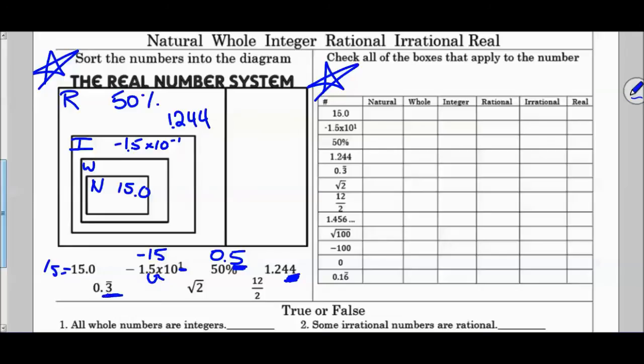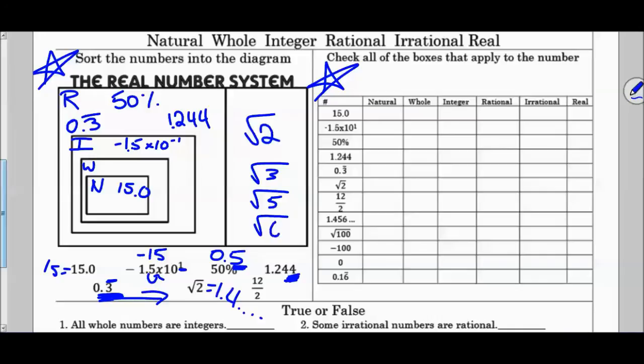0.3 repeated, that is a repeating decimal. It doesn't stop, it's going to go on forever, but it does have that repeating bar, so that, again, is rational. The square root of 2 gives me 1.4, doesn't matter. If we're going to get a decimal from a square root, we know that's an irrational number. If you did the square root of 4, you'd get 2. That's not an irrational number. The only time we have irrational numbers is the square root of non-perfect squares. And our last one, 12 divided by 2 is 6. That's just a natural number. That's one of the counting numbers.